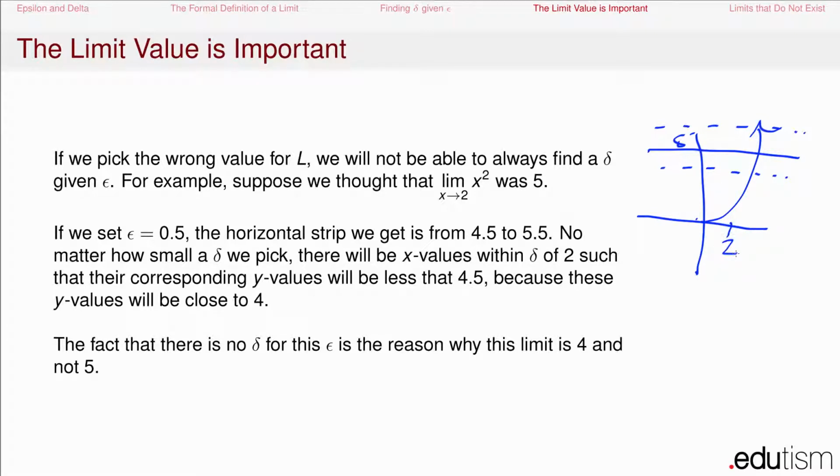Now around 2, the value of f(x) is in fact 4. It's actually totally outside of this horizontal strip. So no matter how close we pick our delta to 2, the graph around that point is still going to be outside of that horizontal strip. So for that epsilon, which is 0.5, there's no delta for which the x values close to 2 will be within 0.5 of 5. So that's a way of explaining why the limit as x goes to 2 of x squared is not 5, it is actually 4.